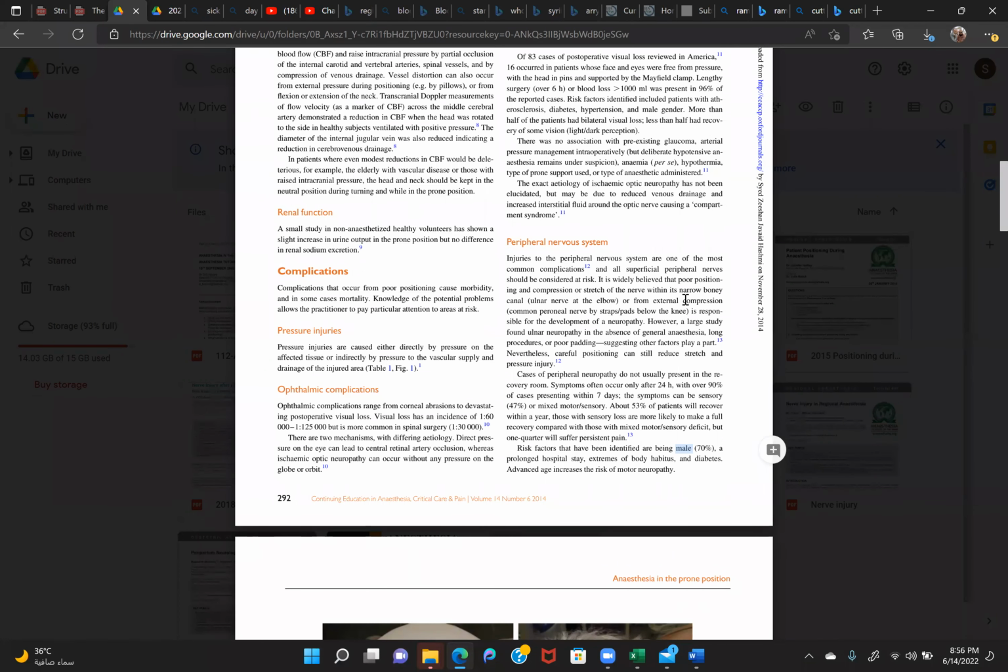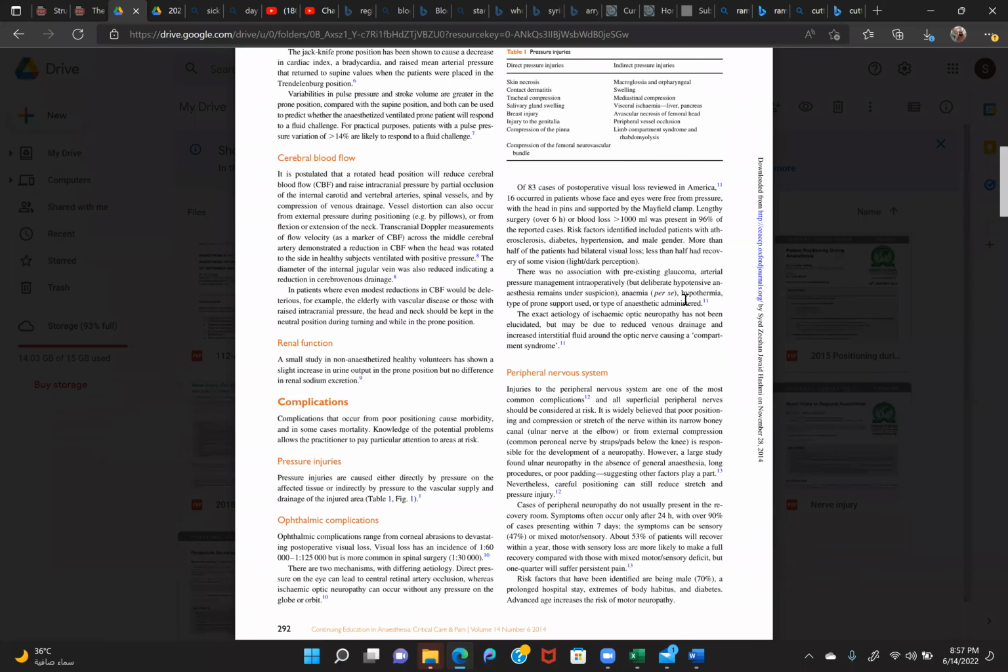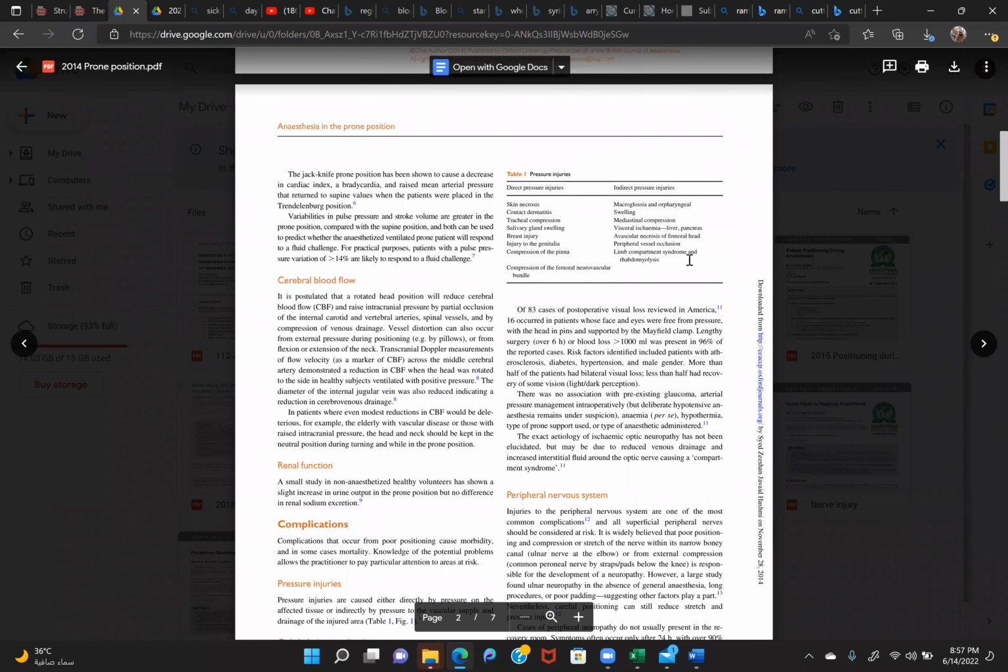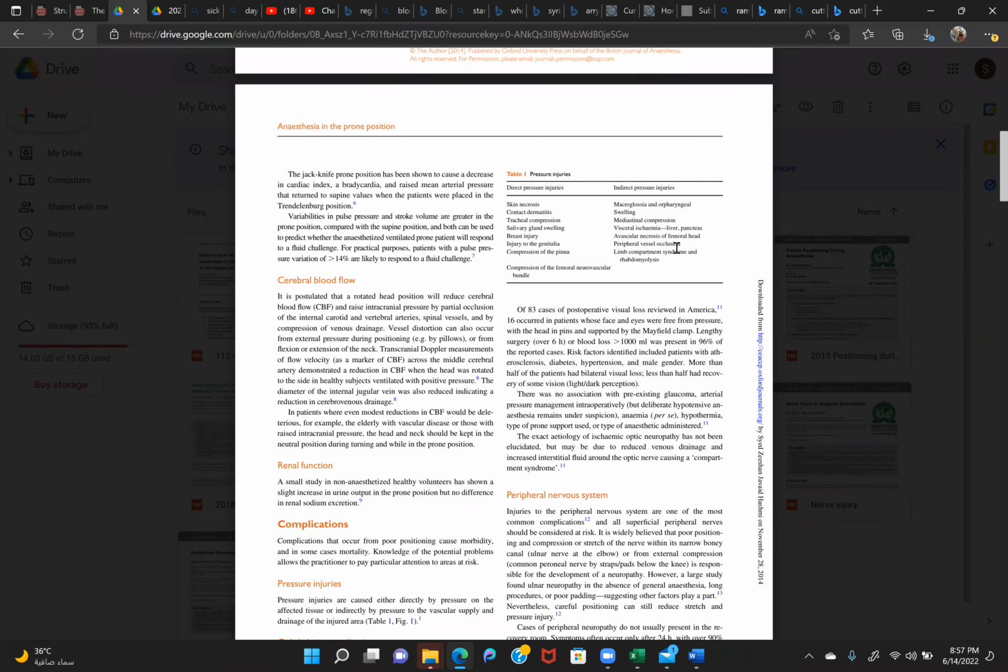Direct pressure on the eye can lead to central retinal artery occlusion, and ischemic optic neuropathy can occur without any pressure on the globe. That was the word you were repeating. Yes, sir. The ischemic optic neuropathy is not due to the pressure effects, but the other one, the central retinal artery occlusion, is because of pressure.